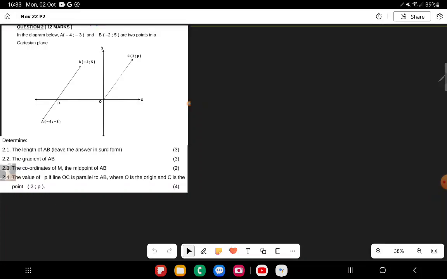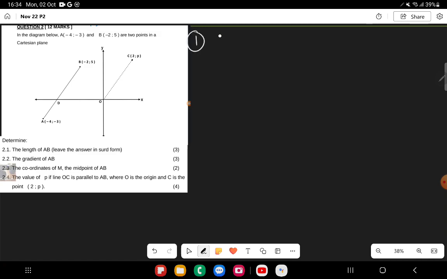Answer in surd form. Question 2.2 says, what's the gradient of AB? Question 2.3 says, what are the coordinates of M, which is the midpoint of AB? And question 2.4 says, what is the value of P if the line OC is parallel to AB, where O is the origin and C is the point 2, P? All right, let's start out with question number 1.